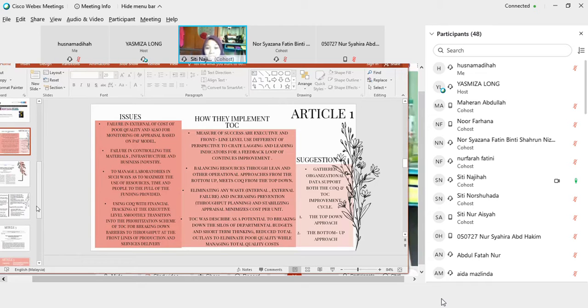So in this article, regulatory organizational data support both of the COQ and TOC for improvement cycle. There are two approaches in this article they use, which is the top-down approach and the bottom-up approach. So I will explain a little bit about the top-down approach, which is they use the COQ to prioritize improvement opportunities based on revenue and expenses analysis.